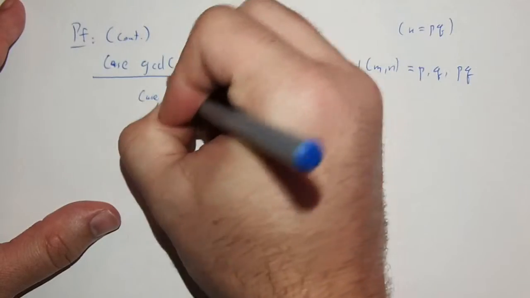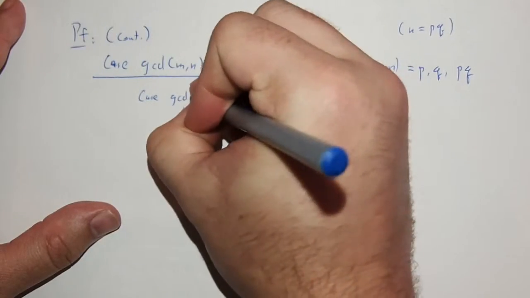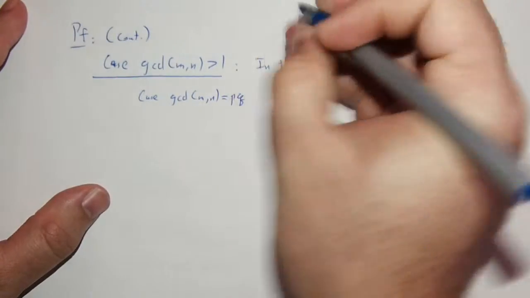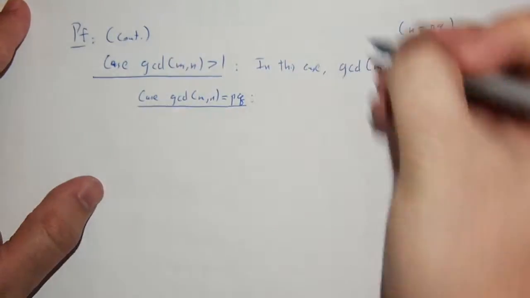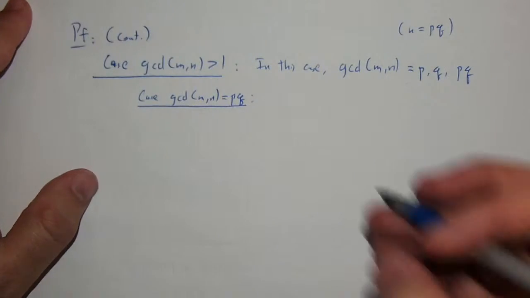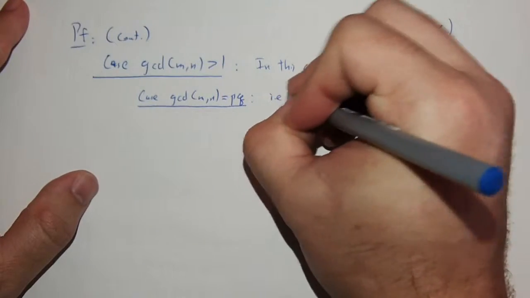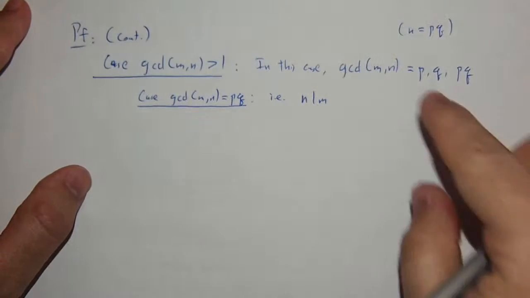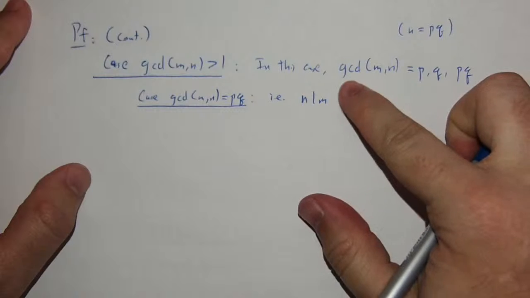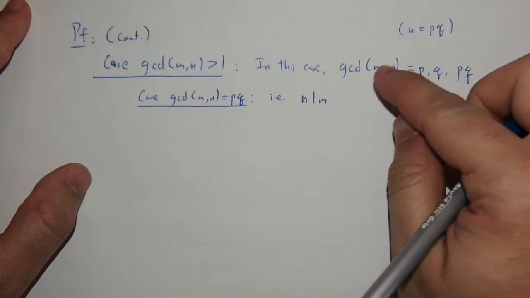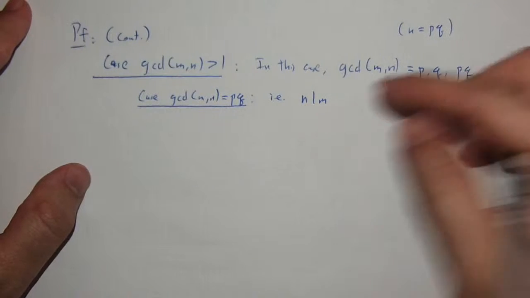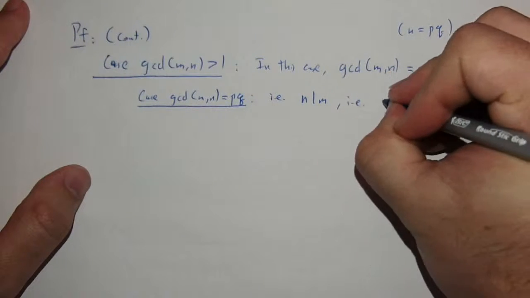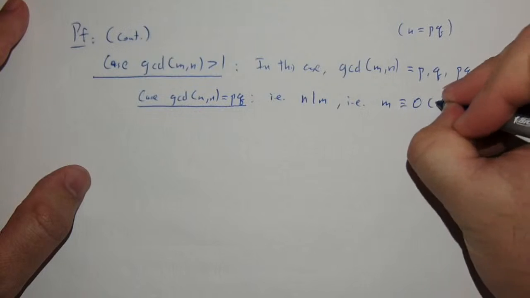So the case when GCD of m and n is equal to pq. Well, this case isn't too bad, right? So, i.e., in this case, n divides m. Why? Well, pq is equal to n. GCD of m and n being equal to n means n is a common divisor of m and n, so by definition, n divides m, right? i.e., m is congruent to 0 mod n.